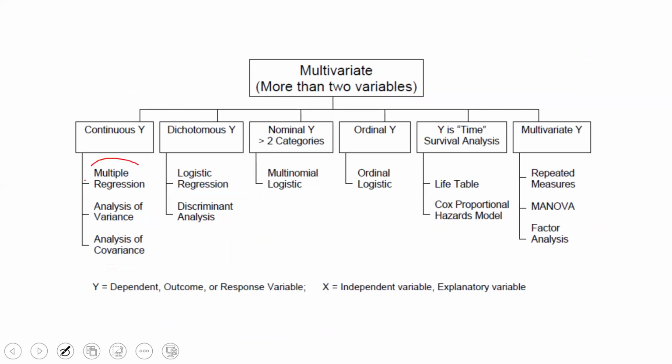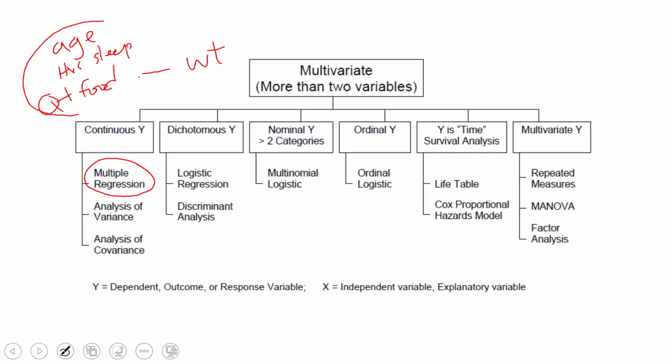So look at this example of multiple linear regression. For us to do a linear regression, one of the assumptions is that your Y, that's the dependent variable, is normally distributed. That is why regression is a parametric test. Let's assume I'm looking at weight. I might want to look at the effect of age, maybe hours of sleep, and maybe quantity of food taken. I want to look at the effect of these three independent variables on weight. That is where I will have to use a multiple regression.